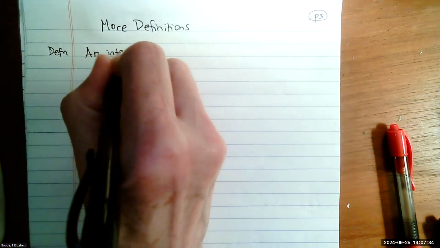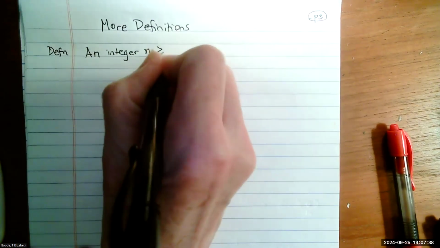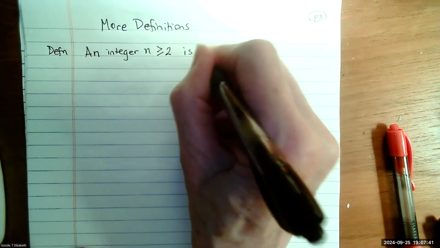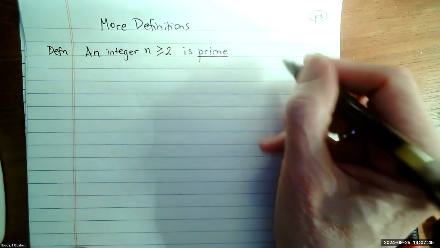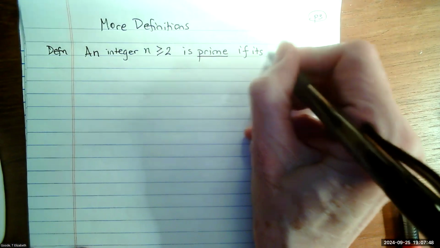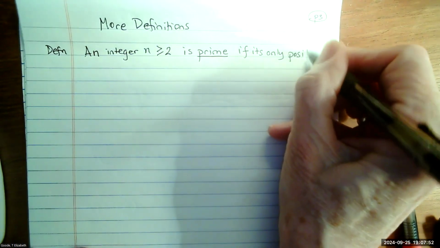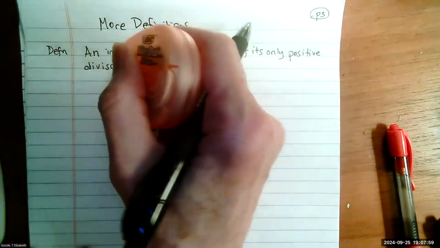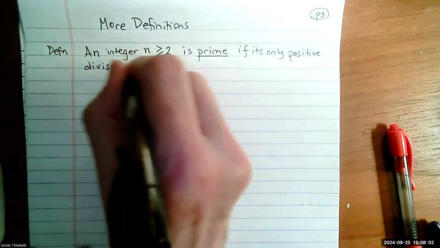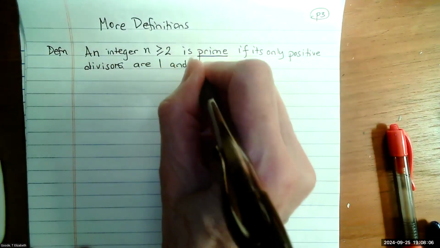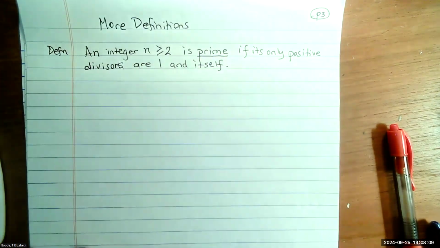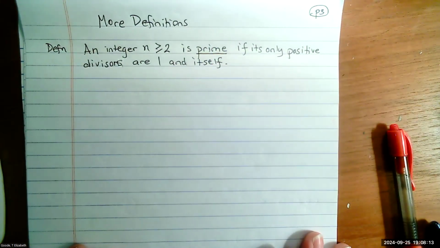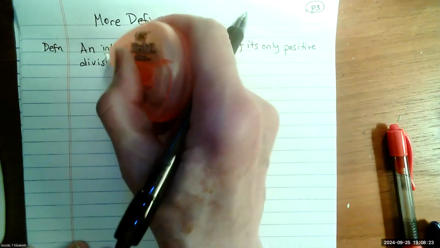An integer n greater than or equal to 2 is prime if its only positive divisors are 1 and itself. Let me clean this up a little bit. Positive divisors.